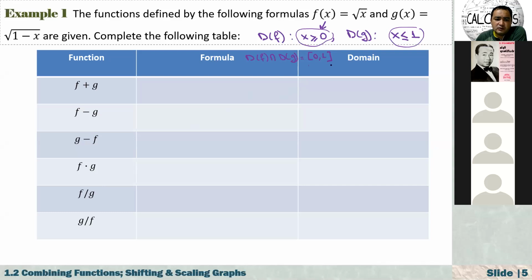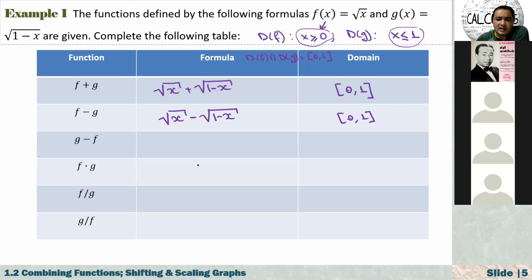Over this interval from 0 to 1, what is f plus g? For f plus g the formula is square root of x plus square root of 1 minus x. And how about the domain? Each one should be defined, so the domain will be from 0 to 1. And how about f minus g? That is square root of x minus square root of 1 minus x. The domain is again the intersection of these two functions' domains, from 0 to 1.